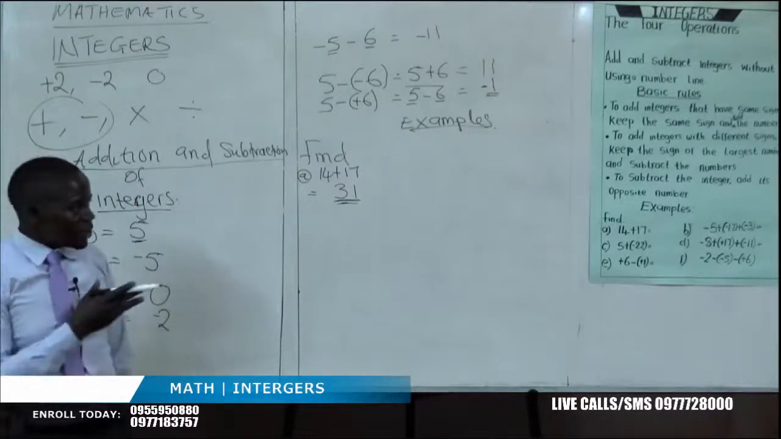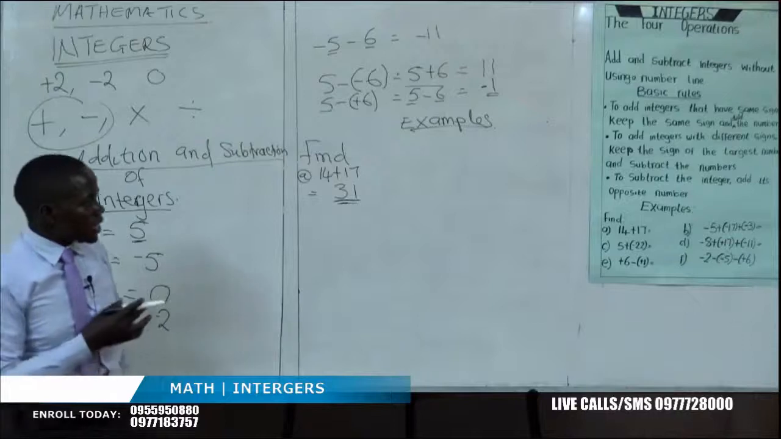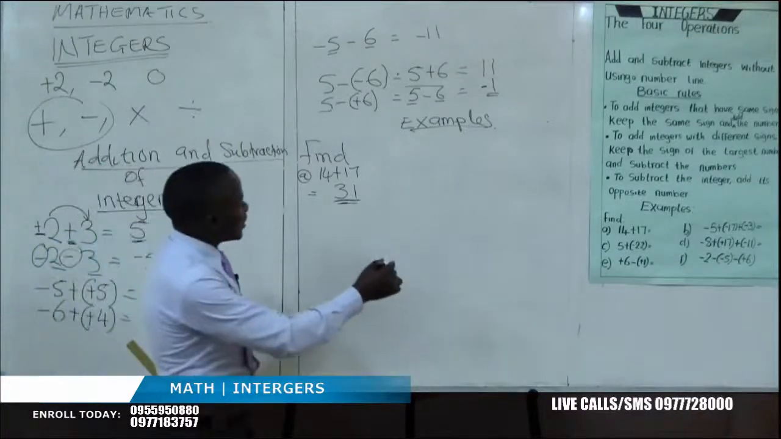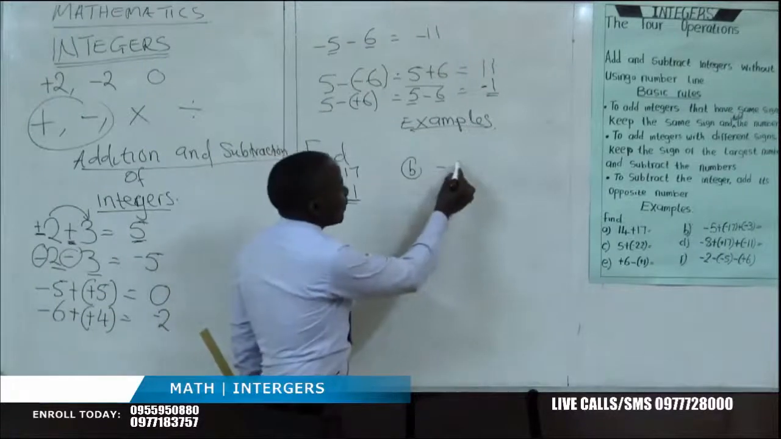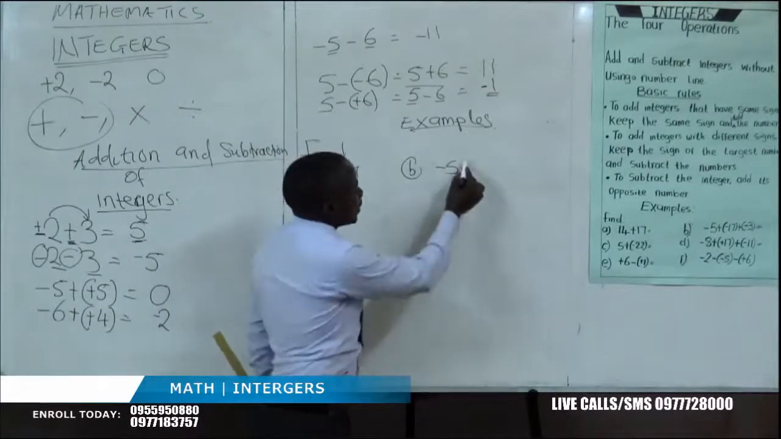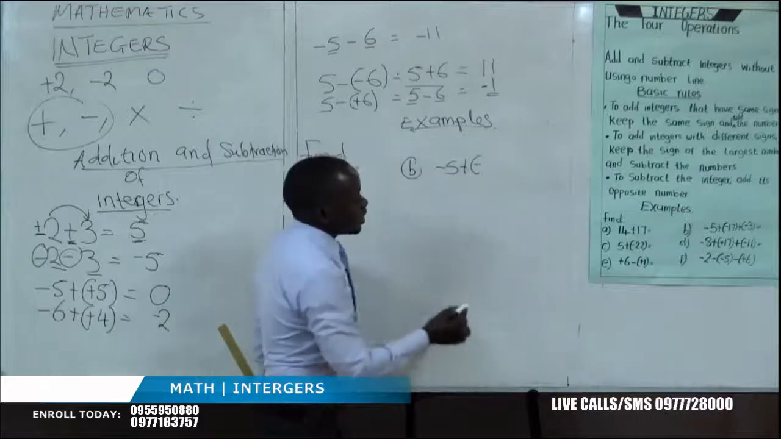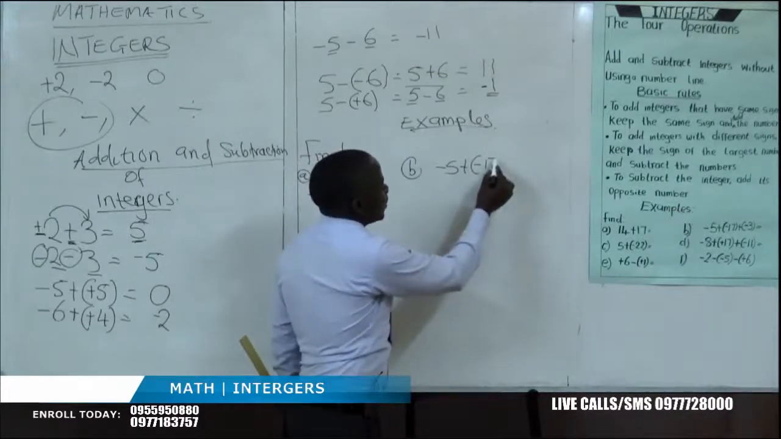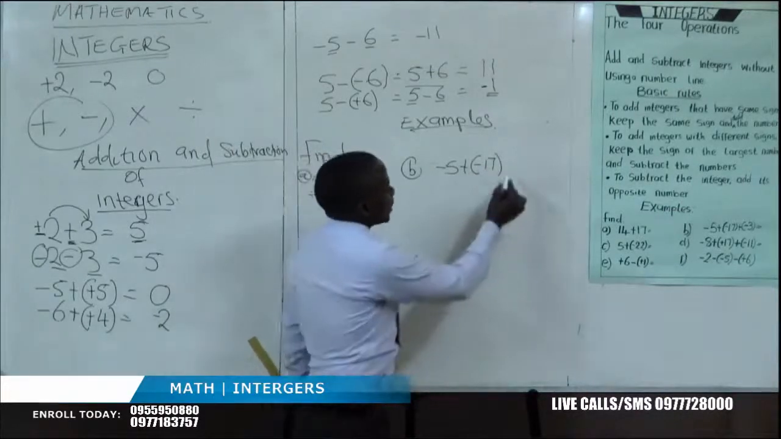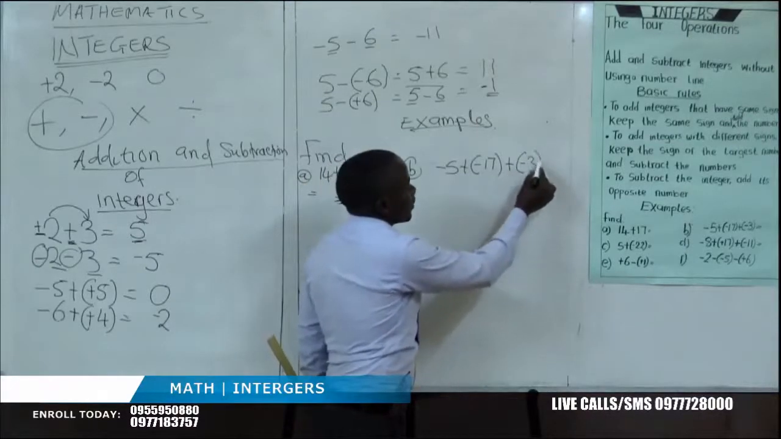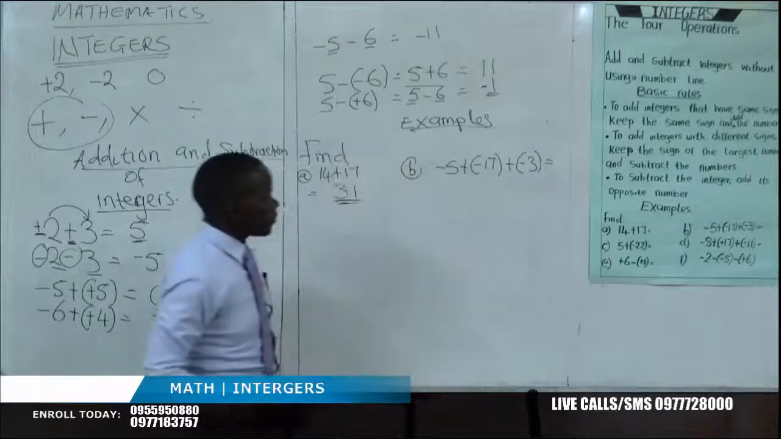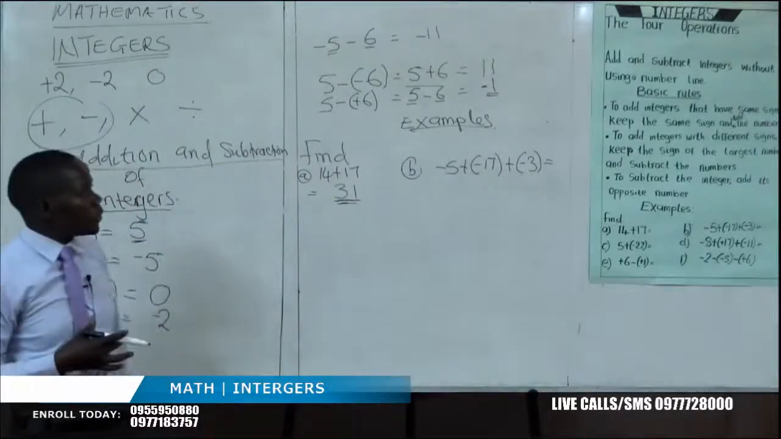Okay? Let's go to the next question. What does it say? Next question there, it says negative 5 plus negative 17 plus negative 3. Now you have such kind of question.